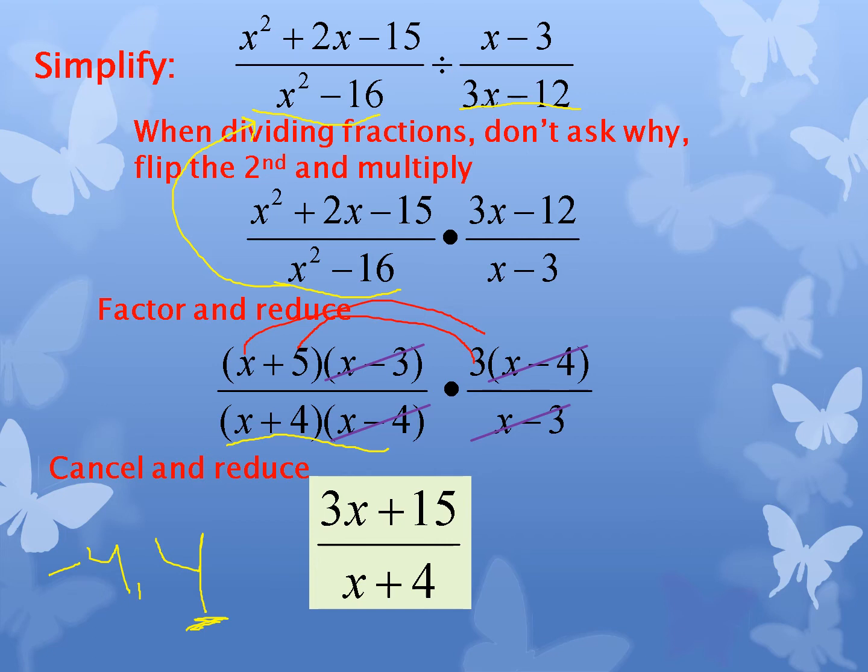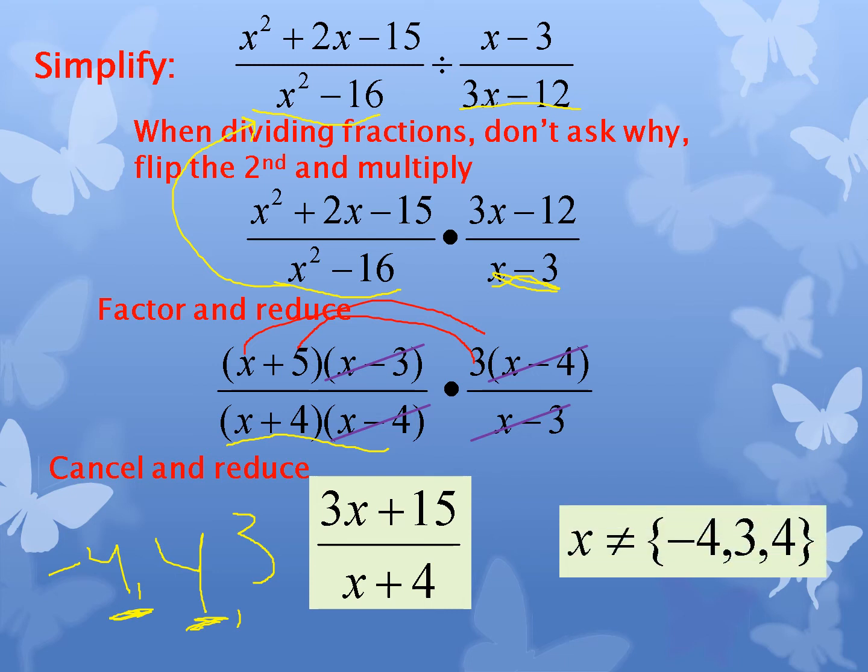So we don't need to worry about him. We've already taken care of him. However, this guy down here, he's new. So x minus 3 equals 0. That tells me that x cannot be 3. And then I look at the final answer, x plus 4. Well, that means x can't be negative 4. So I've already got negative 4 accounted for. So my variable restrictions are x cannot equal negative 4, 3, and 4.